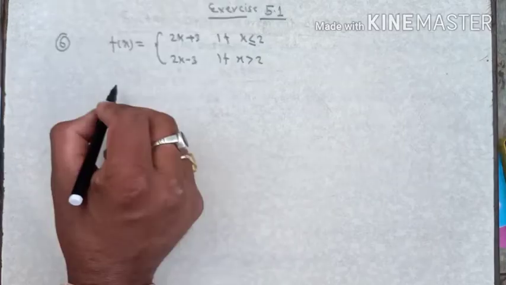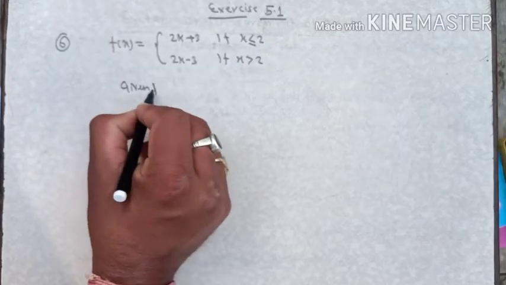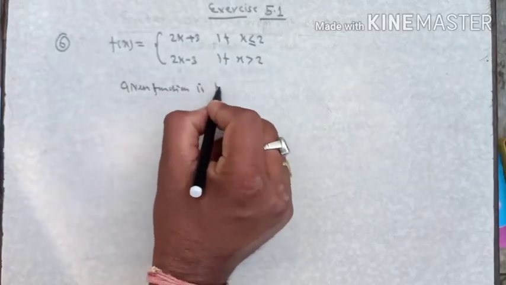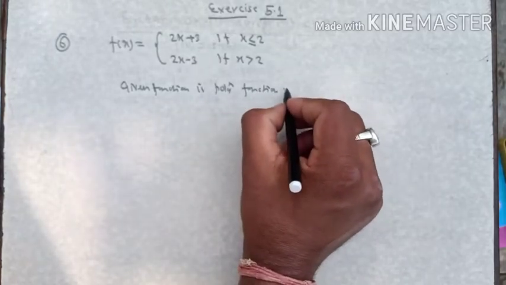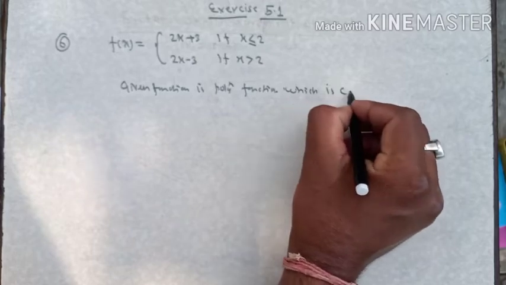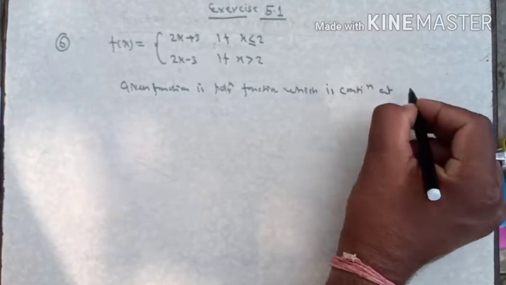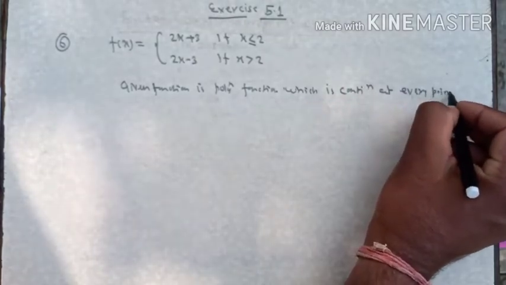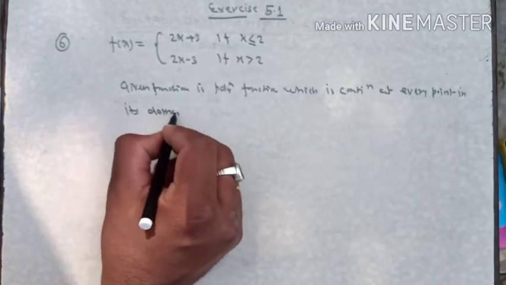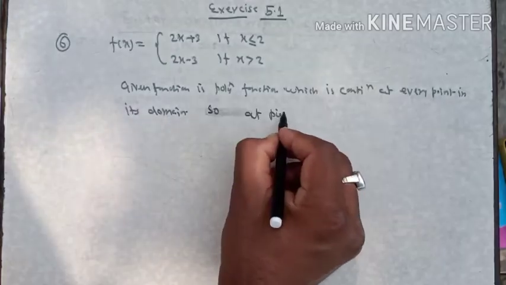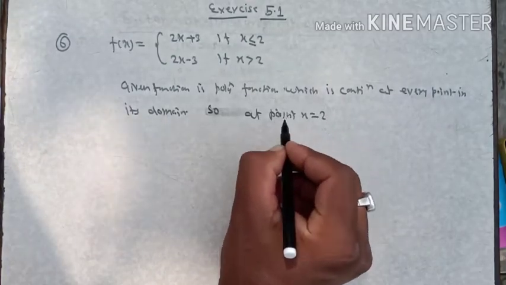So we find the given function is a polynomial function, which is continuous at every point in its domain, except possibly at point x equal to 2.